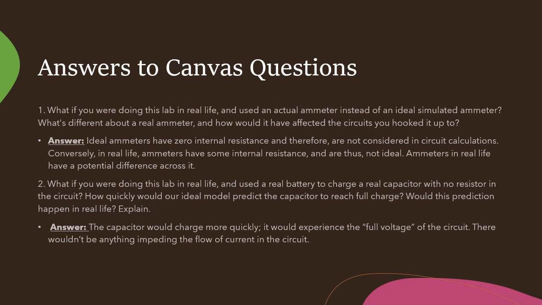The second question is that if we were doing this lab in real life and used a real battery to charge a real capacitor with no resistor in this circuit, how quickly will our ideal model predict the capacitor to reach full charge? And will this prediction happen in real life? Explain. The answer is the capacitor would charge much more quickly and it would experience the full voltage of the circuit because there wouldn't be anything to impede the flow of current in the circuit.